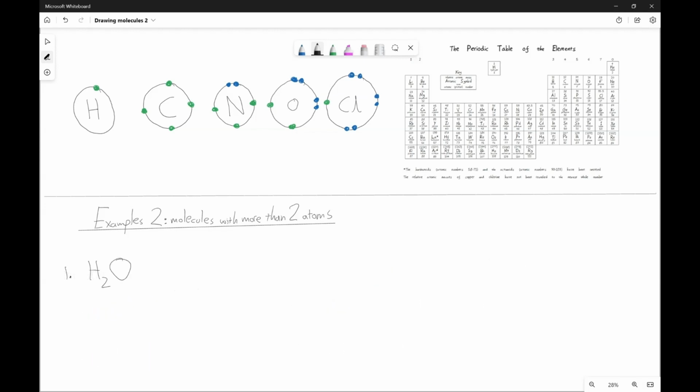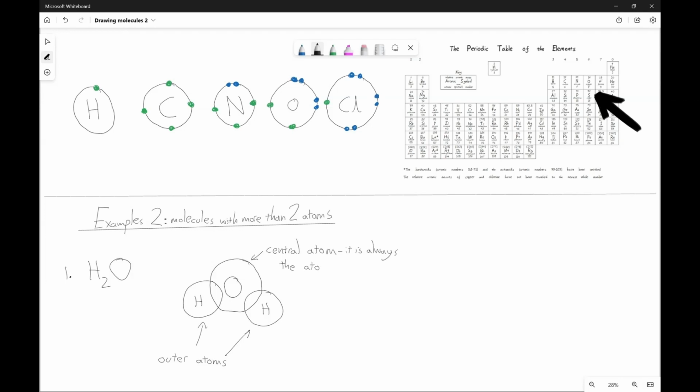Okay, so we'll start with water, H2O, and water has oxygen as the central atom and hydrogen as the outer atoms. And why is oxygen the central atom? It's closer to carbon in the periodic table, as we can see here in the periodic table. Now I'm highlighting it here, it's right next to it. It's closer to it than hydrogen. Really important to identify the central and outer atoms first.